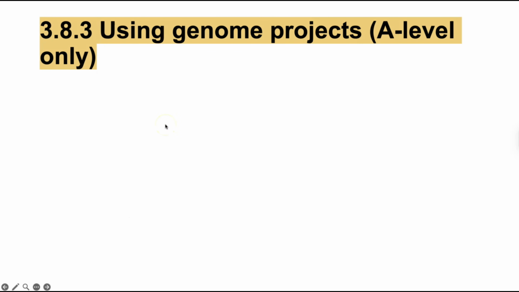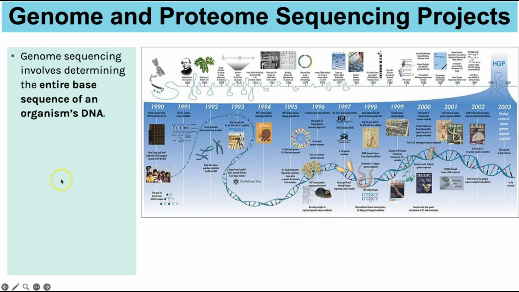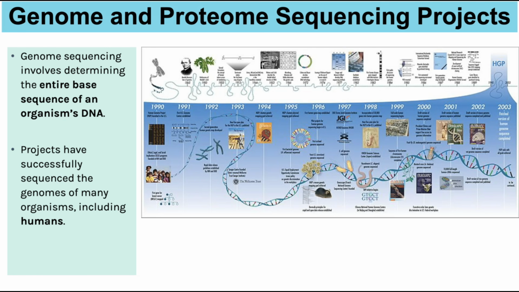Next, we move on to 3.8.3, using genome projects. So genome sequencing involves working out the entire base sequence of an organism's DNA. And projects have successfully sequenced the genome of many organisms, including humans. So this is just showing us the progress through that. It's a bit blurry, but many organisms have had theirs sequenced, and for humans it was finally completed, the Human Genome Project, in 2003, but it had been ongoing for many, many years. Scientists across the world all contributing to sequence our DNA.